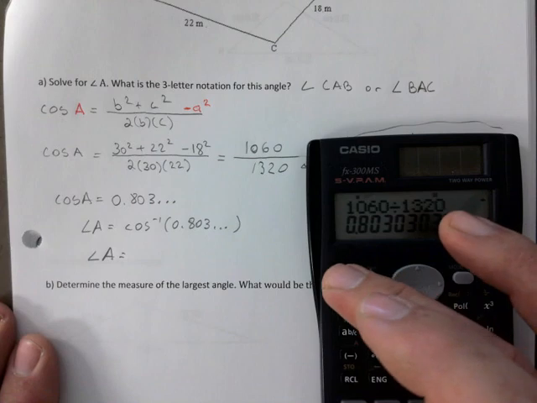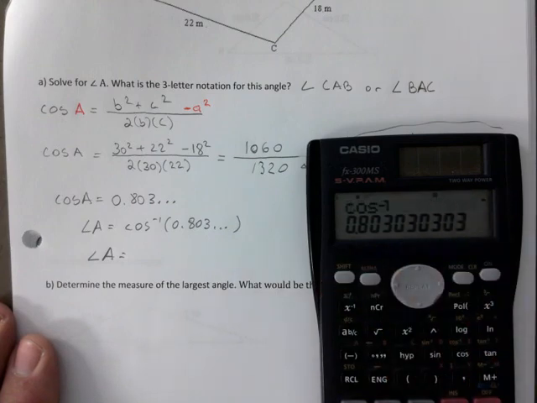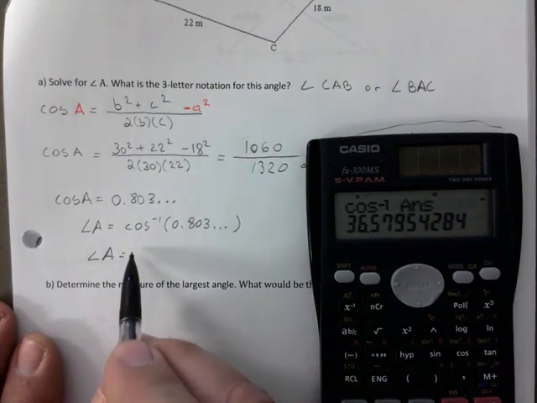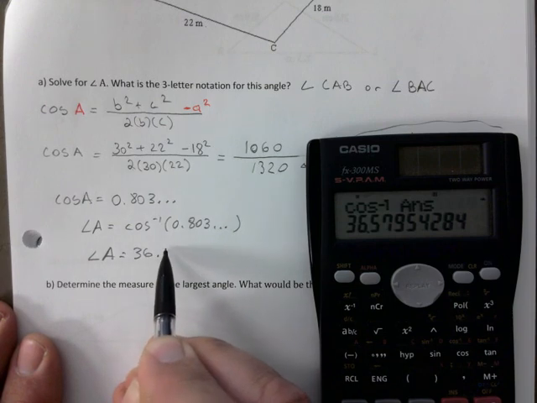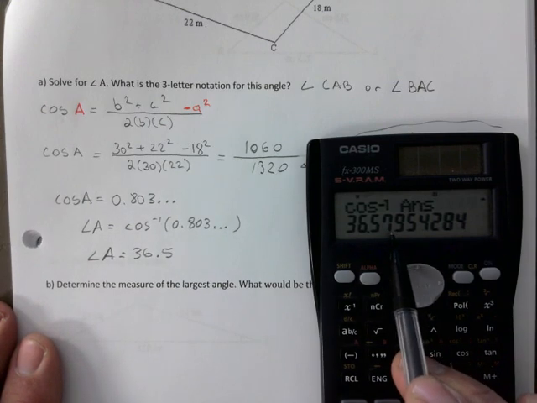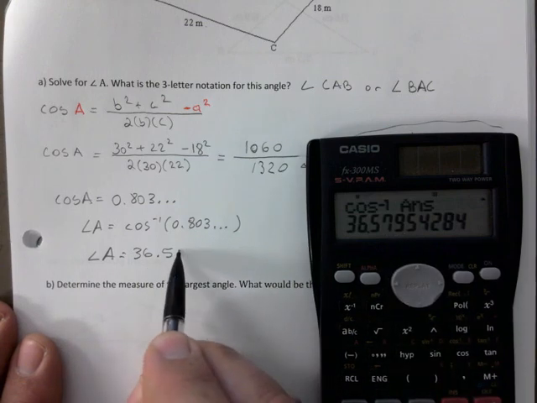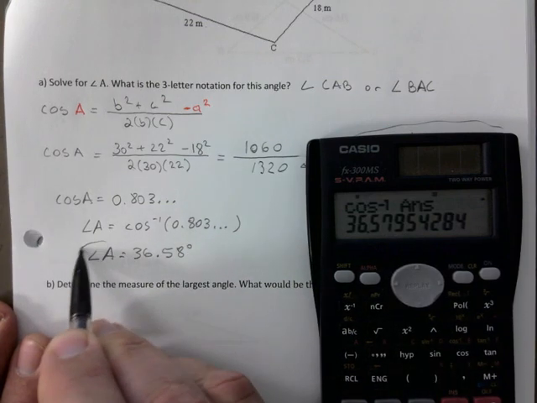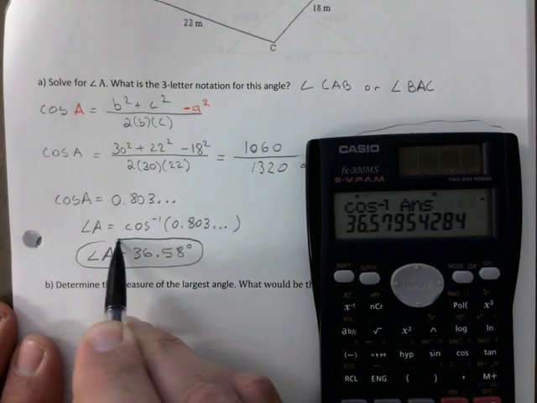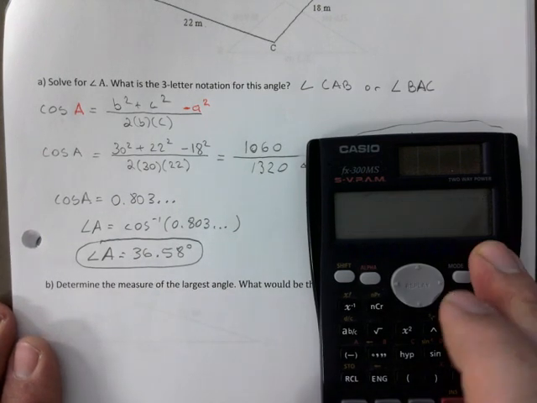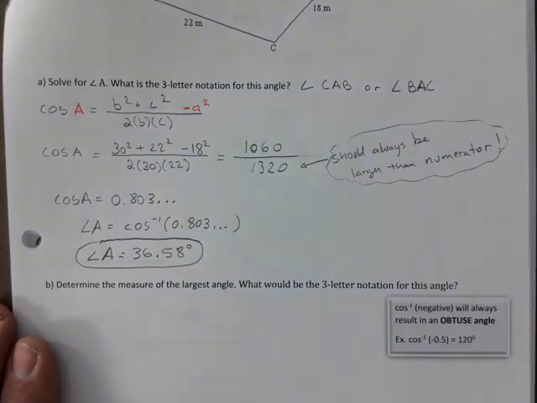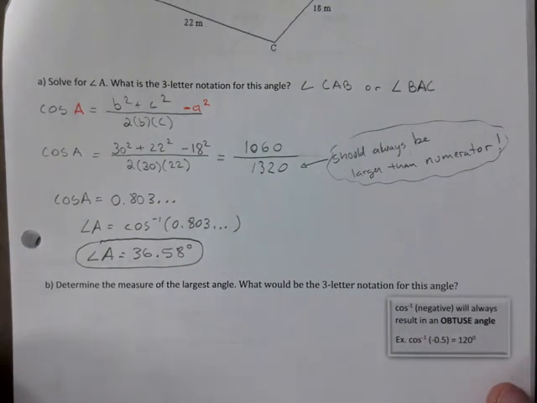Then you go shift cosine or second F cosine, whatever you need to use. Basically what you're trying to access is whatever is written on top of cosine, right? Cosine inverse. Hit equals, and there you get it. It's 36.58. The 7 gets bumped by the 9, right? That's how many degrees. That's your final answer. So practice is super important with these ones.